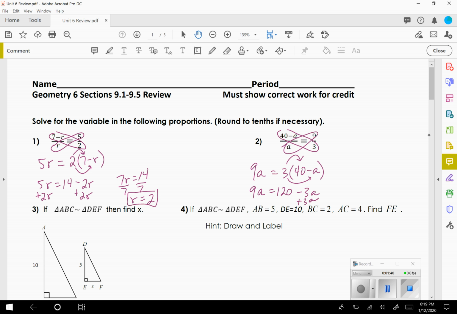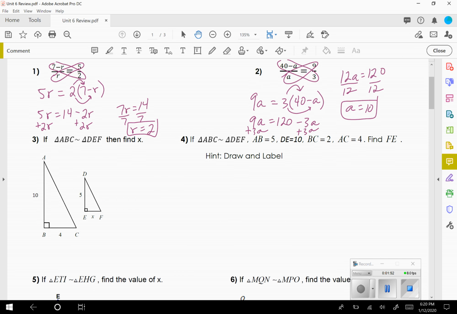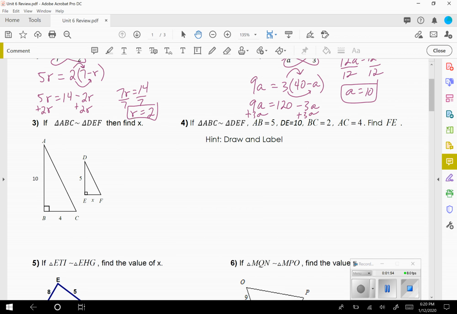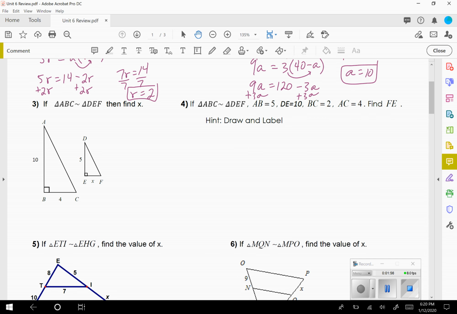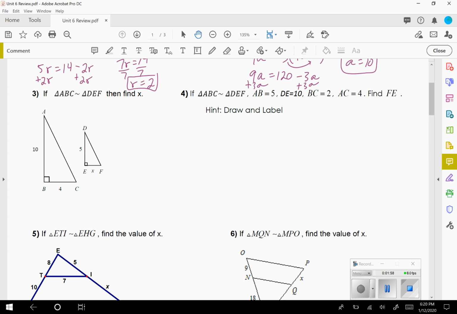3 times 40 is 120, and 3 times negative a is minus 3a. Okay, add 3a to both sides. So you get 12a is equal to 120. Divide by 12. So a is 10. Okay. And then from here forward, I'm going to do the odds, and then I'll set you up a little bit on the evens if I think we need to.